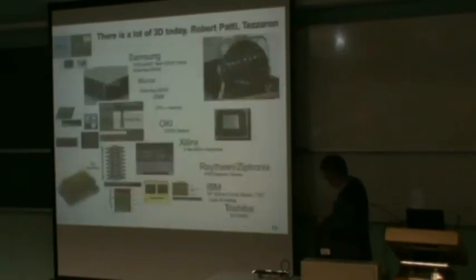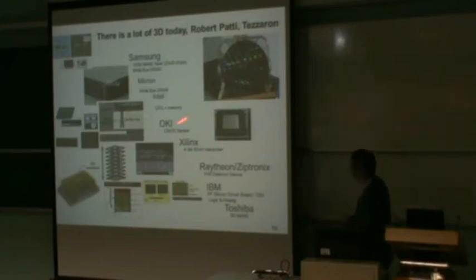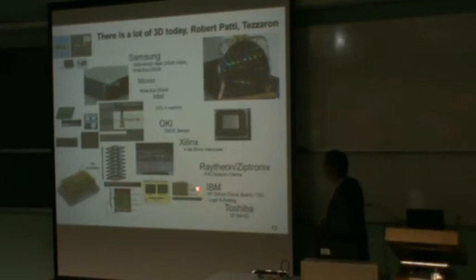And things are going 3D, as I mentioned before. One way to fulfill the prophecy of Moore's law is to go 3D. There are lots of 3D structures, as you can see, inside the computer, and that is what makes electromagnetic simulation very complicated. I think this is from Robert Patti of Tesseron.